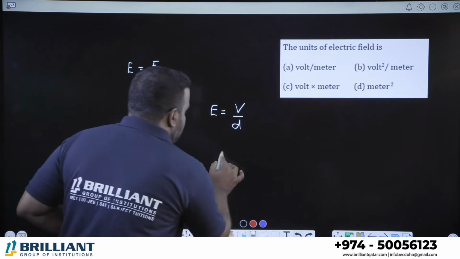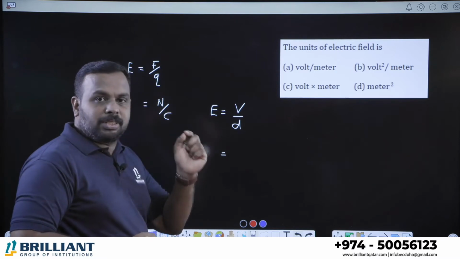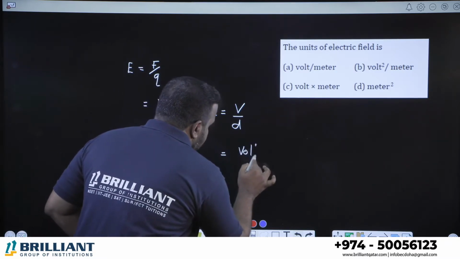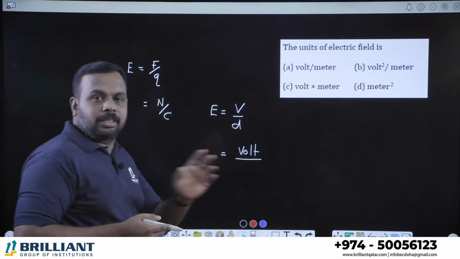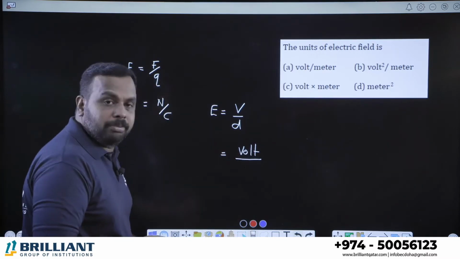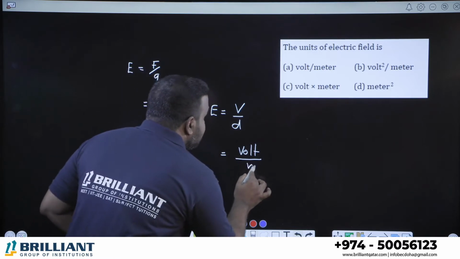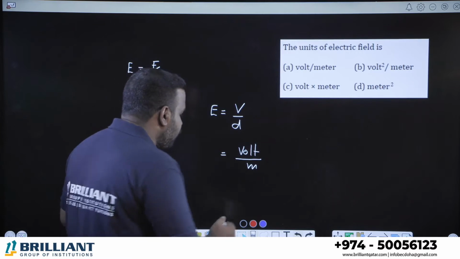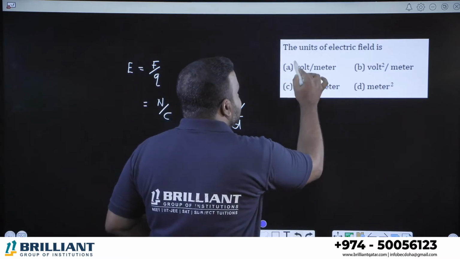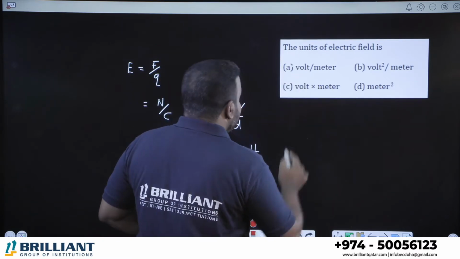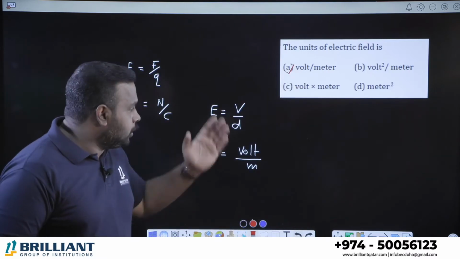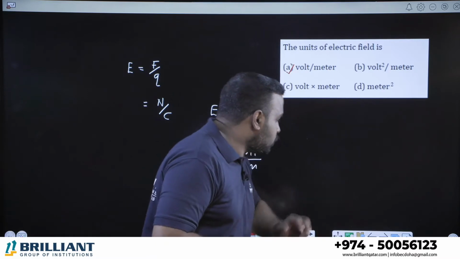So just substitute their unit, you know that potential difference, electric potential difference. What is the unit? It is volt divided by unit of distance. Distance is meter. So you can see that the SI unit, the unit of electric field intensity is volt per meter. That means the correct answer is, you can see that the correct answer is volt per meter. All right. Now let's go to the second question.